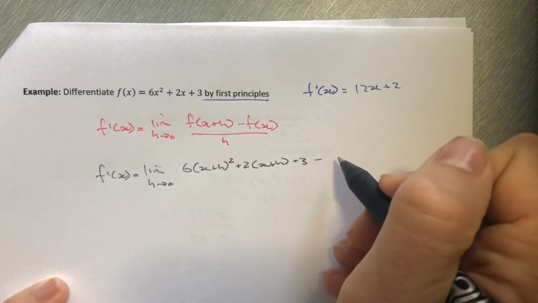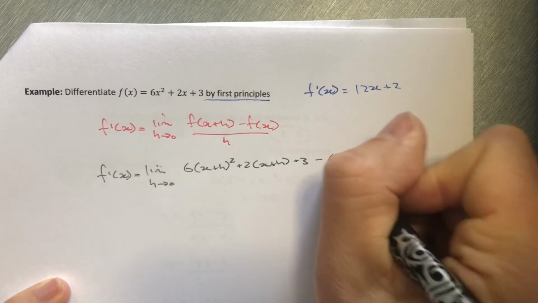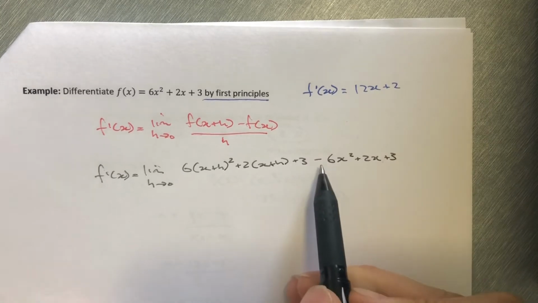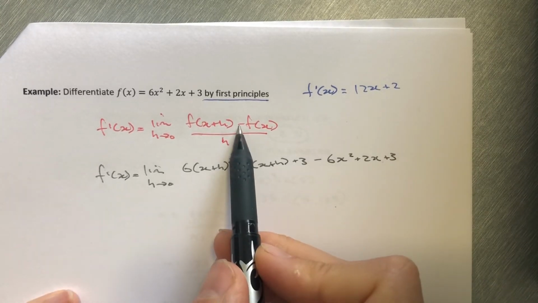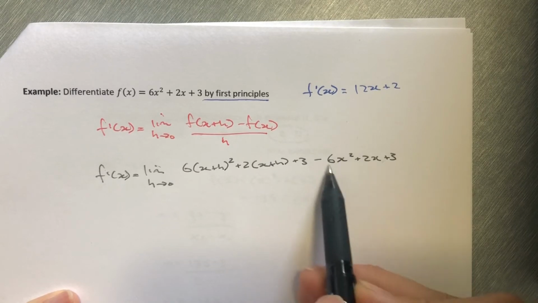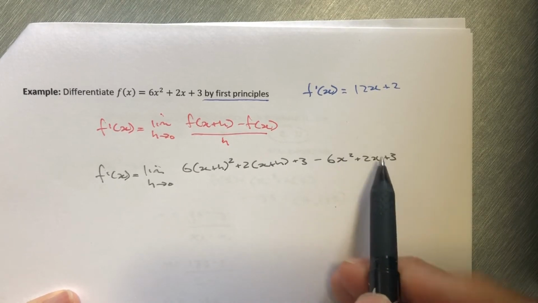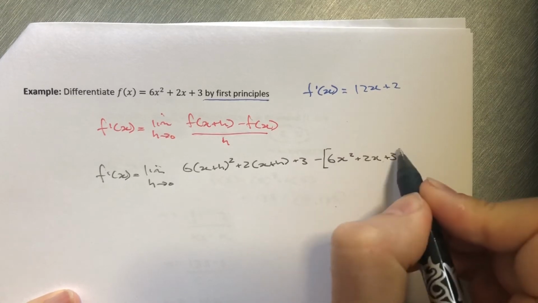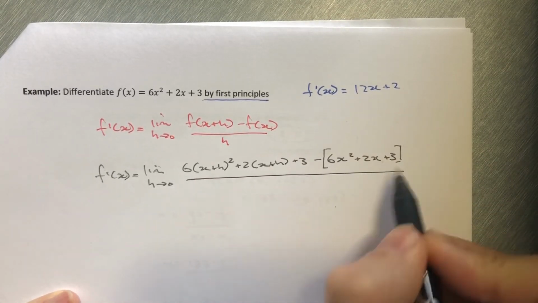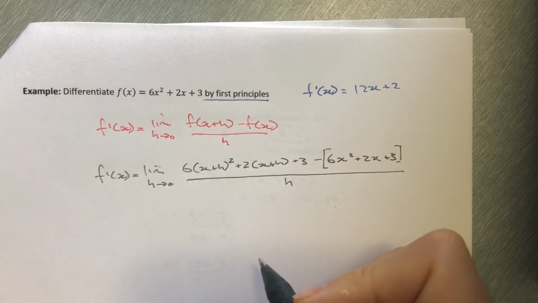Now it's really important that you put your whole f of x in a set of brackets. I'm going to not do it right here and we can see what happens. Now we're supposed to take the whole function away. Without putting brackets, the negative is only applied to this first term, when it should have applied to that one and that one as well. So you need to make sure you put those brackets in, otherwise you're going to make a mistake. And down the bottom we just have h.